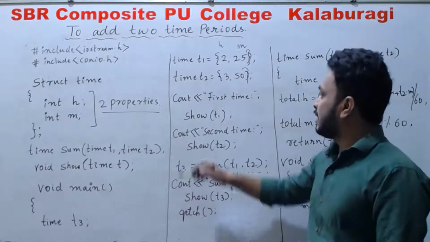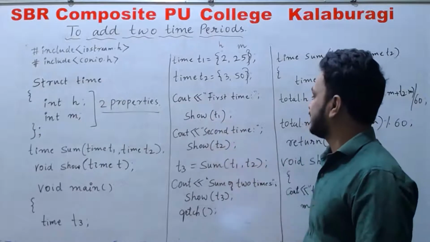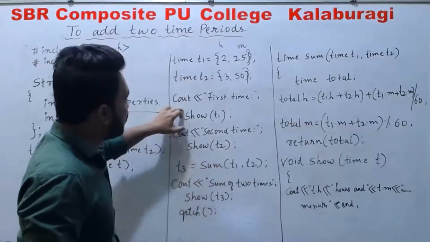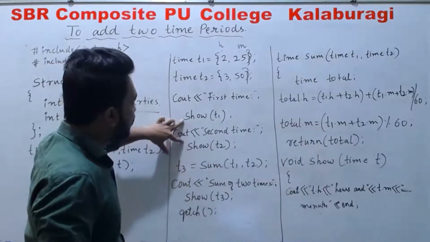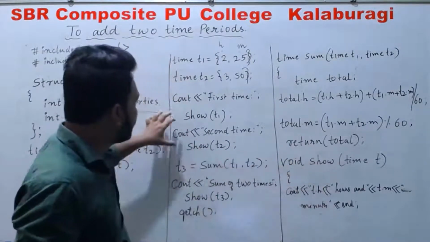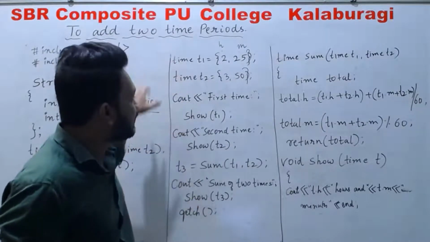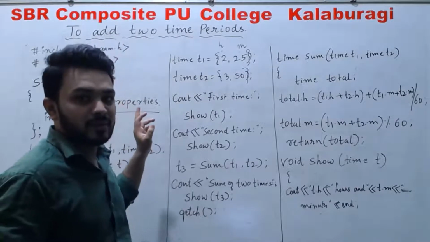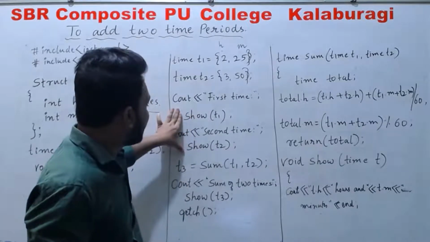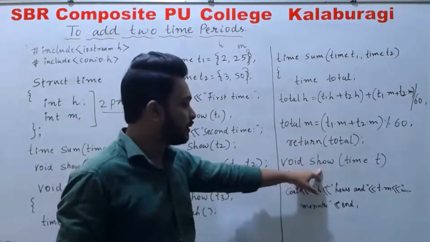So I am inputting a first time, that is t1. Second time is t2. What is this show here? This show is a function we are writing in our program. The compiler will look at what this show is exactly in the program. It will check all the program for the show keyword, and finally come to know that it is a function we are including in our program, correct?